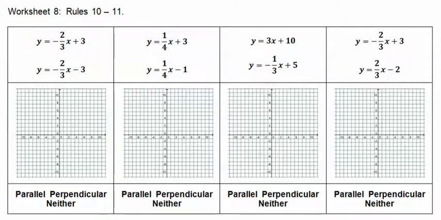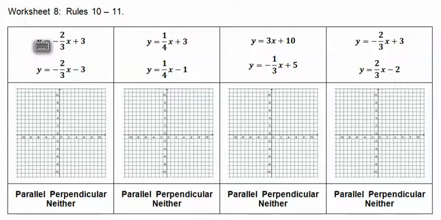All right, on worksheet 8, we're going to be talking about parallel and perpendicular lines. Now, if you read the rules, you'll know that if the slopes are the same, then the lines are going to be parallel. If the slopes are reciprocal and negative of each other, then they're going to be perpendicular. And if they're neither of those, then they're going to be neither. But we're just going to draw these by hand. I really want you to draw these by hand. Don't use your calculator. So here we go.